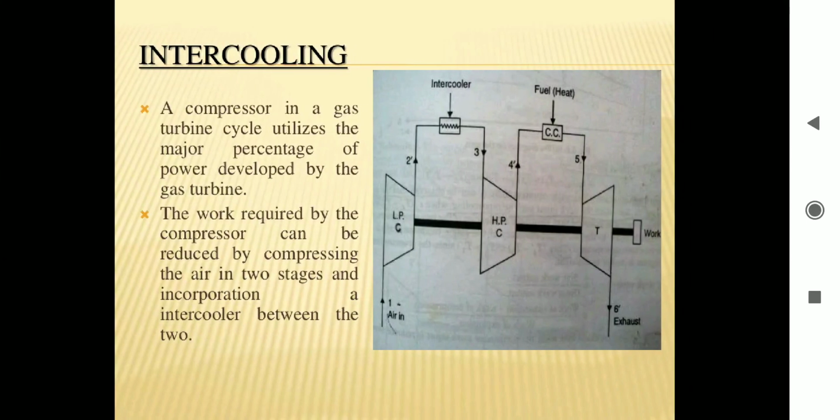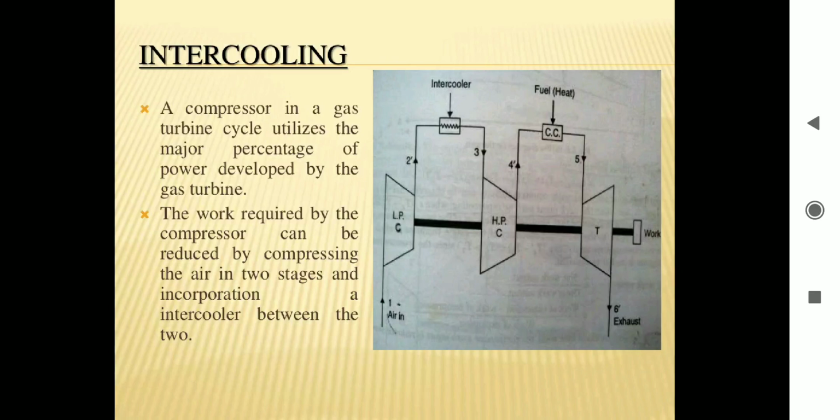And the next method is intercooling. This is basically used for reducing the compressor work, because, as you know, most of the work is used by the compressor. That's why if we reduce the compressor work, then we can increase the overall efficiency. The compressor and gas turbine utilize a major percentage of the power developed by the gas turbine.